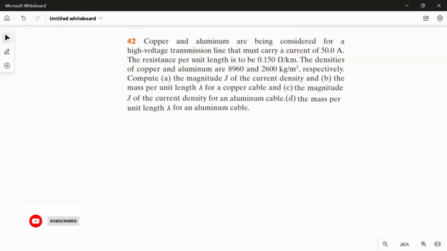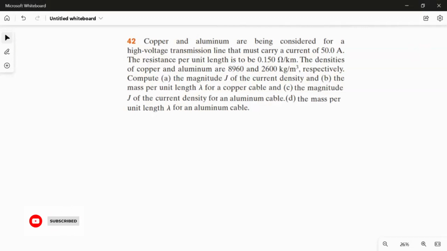The densities of copper and aluminum are 8,960 and 2,600 kilogram per cubic meter respectively. First question, part A: compute the magnitude J of the current density for a copper cable. And the second question is, calculate the mass per unit length lambda for a copper cable.